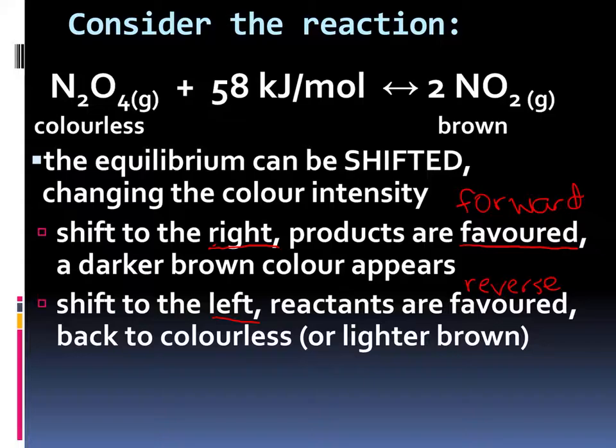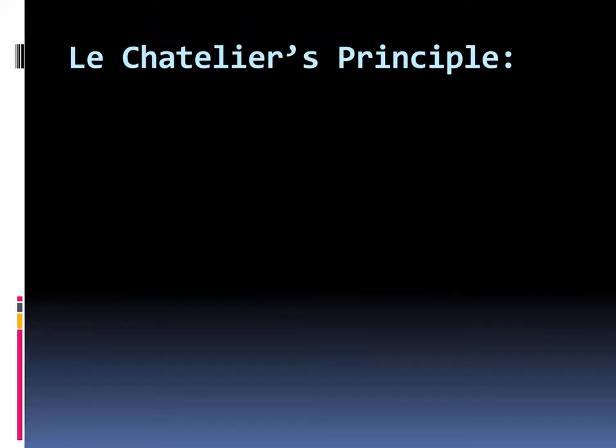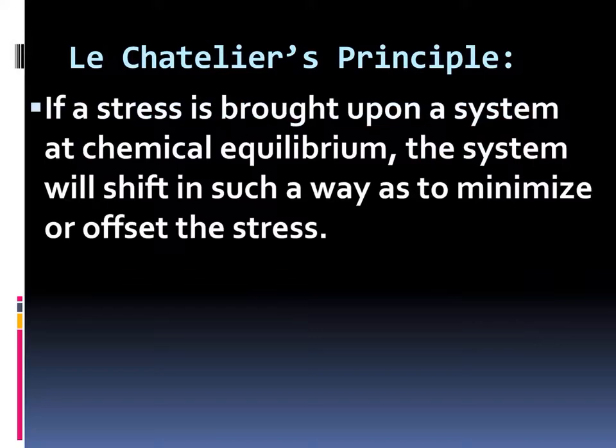A really easy way to tell whether the right or left, or forward or reverse, has been favored, if the reaction has a different color, is a change. A shift to the right means that you would get more brown color, and a shift to the left would be a reduction in brown color, so less brown or back to colorless. So that's what we're going to look at. What happens if you go forward? What would you see? If you go reverse, what would you see?